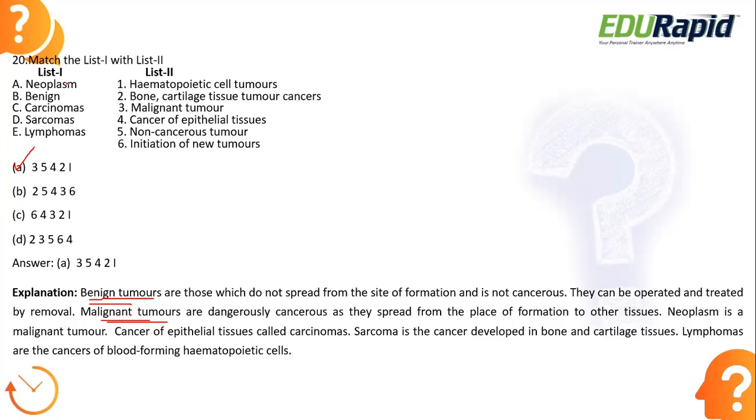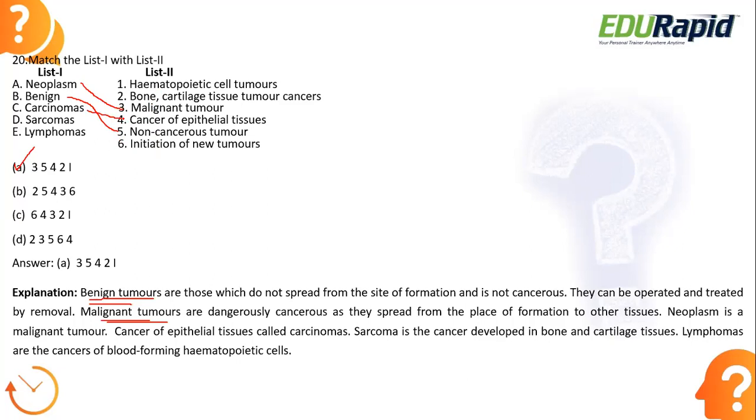When we are looking at the options here, neoplasm. Neoplasm is a malignant tumor, cancerous cell, completely dangerous one. Benign, on the other hand, we know that it is the non-cancerous tumor, right? Carcinomas are basically cancers of epithelial cells. So here we have cancer of epithelial tissues.